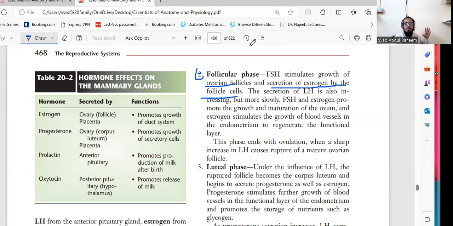FSH first, and follicular cells will release estrogen, and gradually LH increases. Because it is the beginning of the menstrual cycle, the follicles are very small in size. We don't need ovulation yet; we need some time for ovulation.